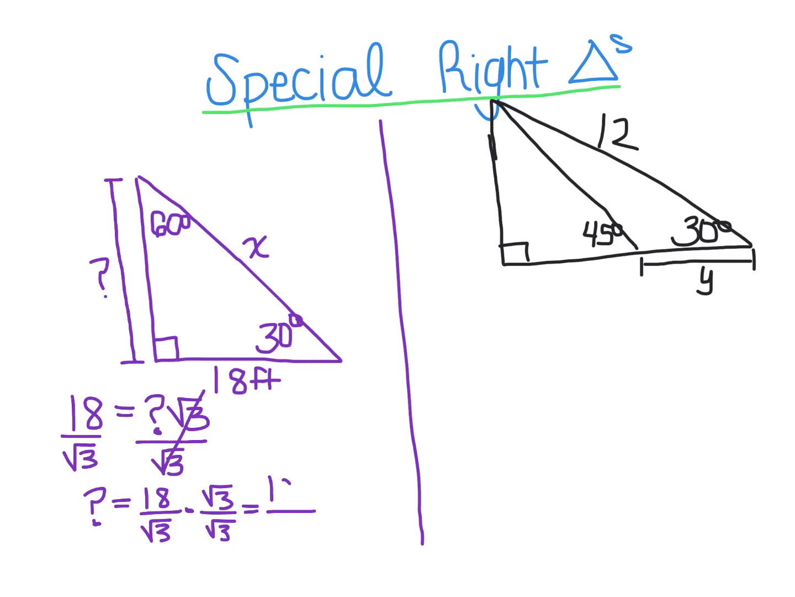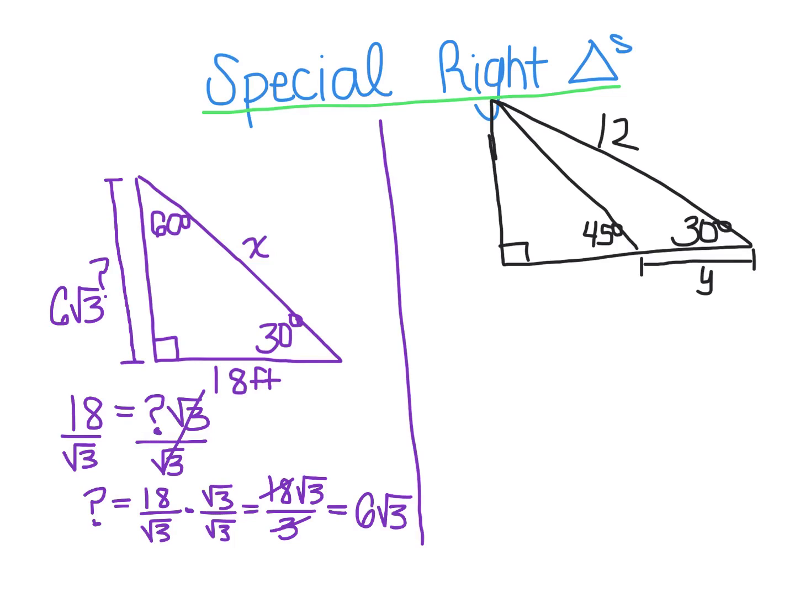When I multiply across, I have 18 times the square root of 3. In my denominator, the square root of 3 times the square root of 3 becomes 3, because when I square a square root, that's undoing itself. I can further simplify because 18 is divisible by 3. That gives me 6. So this side is 6 times the square root of 3.